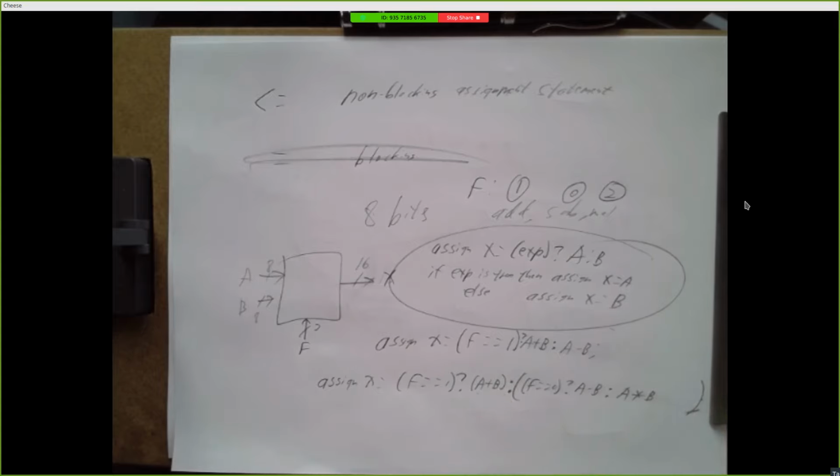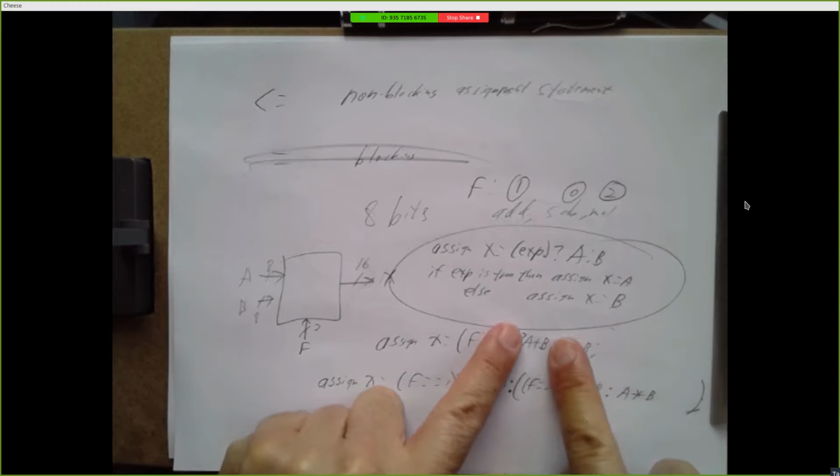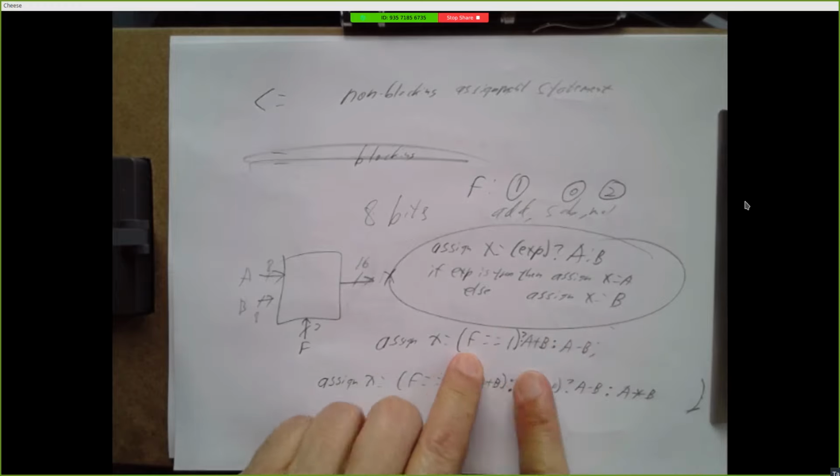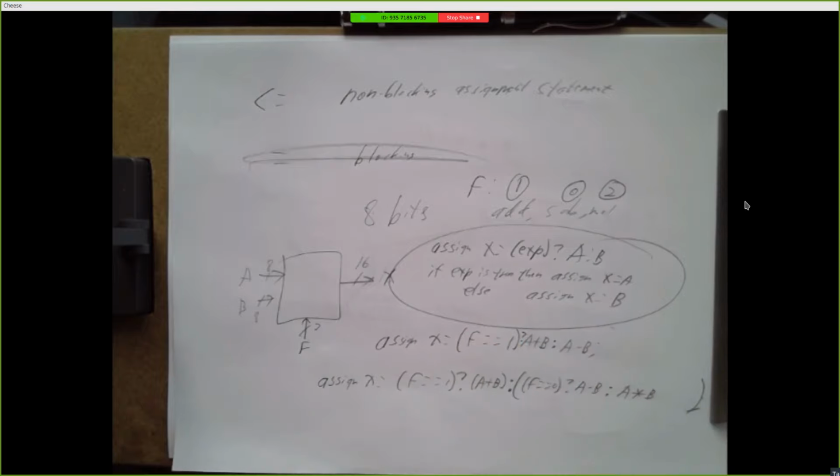So it's separating the two possibilities for what this right-hand side is going to be. If f is 1, this right-hand side is a plus b. If f is not 1, this right-hand side is a minus b, and this says assign x equal to a minus b.